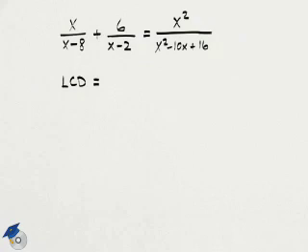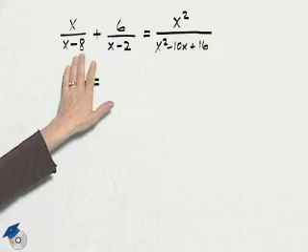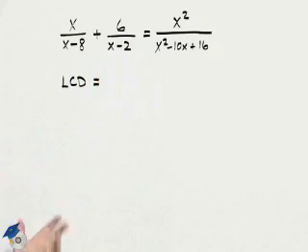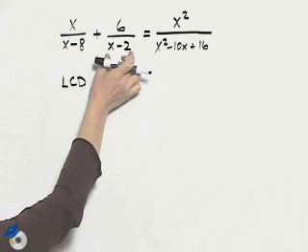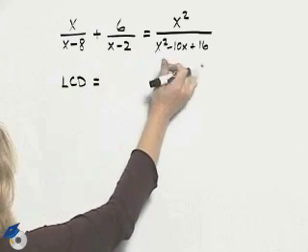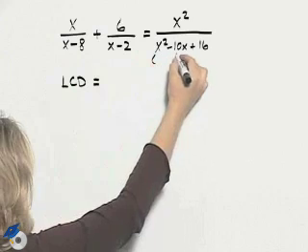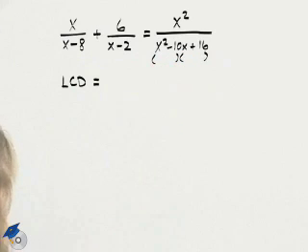We're asked to solve this equation. We note that we have fractions in this equation, so we want to multiply by the least common denominator so that we can get rid of the denominators. To do that in this case, we're going to factor the last denominator. The other two are already factored.